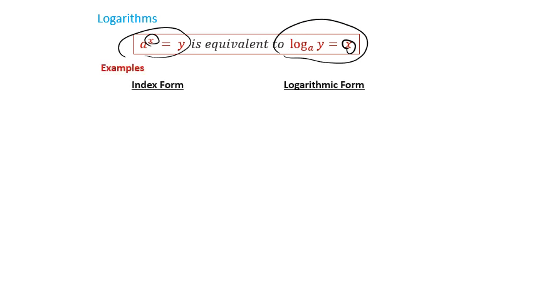Let's have a look at the first example. 3 to the power 2 is equal to 9. We see the base is equal to 3, the index is equal to 2, so another way of writing this is log base 3 of 9 is equal to 2. In this one, we see that the index is equal to 4, the base is equal to 10, and so it goes.